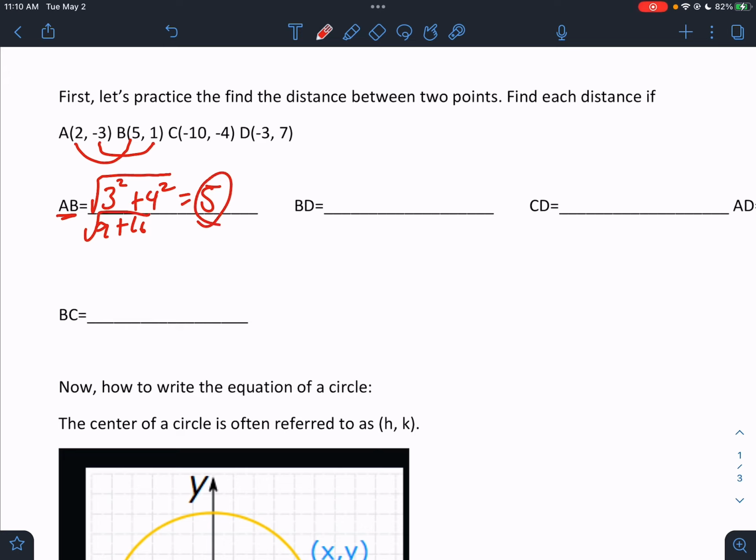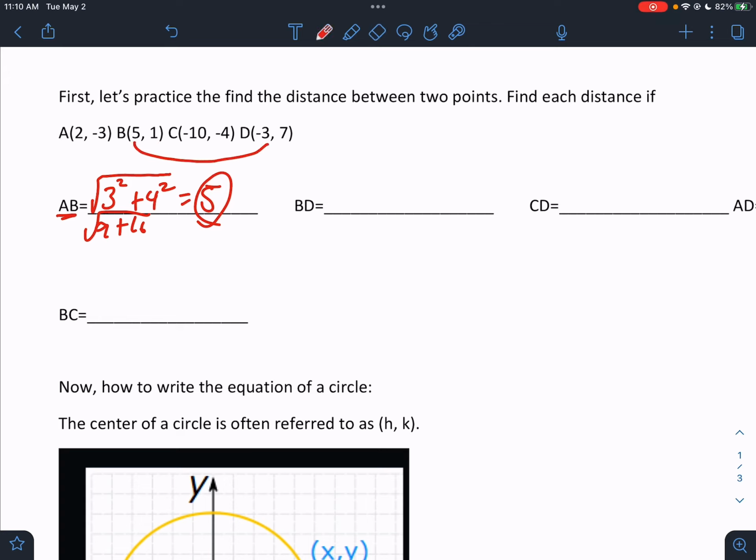B to D, same situation. X to X would be plus 15. We square it. 1 to negative 4 would be plus 5. We square it. Wait, I'm doing the wrong one. Sorry. I'm sorry, guys. This is B. It says B to D. Let's backtrack. B to D.